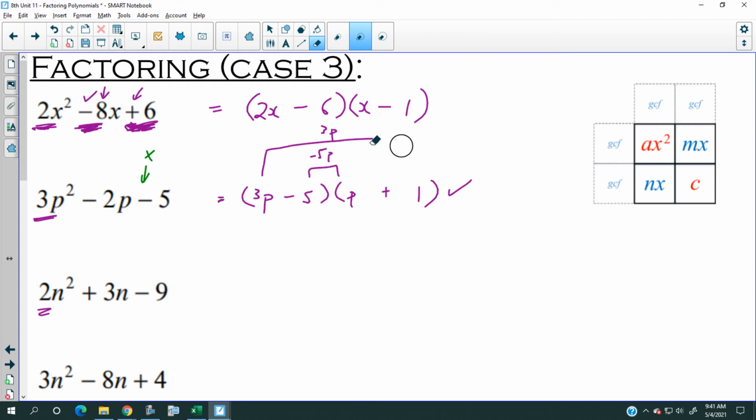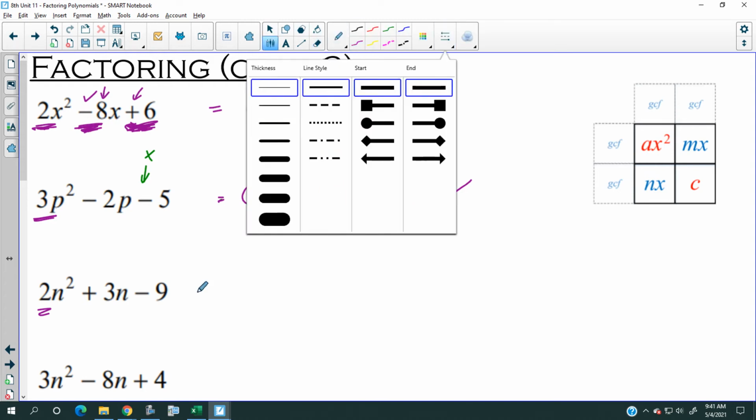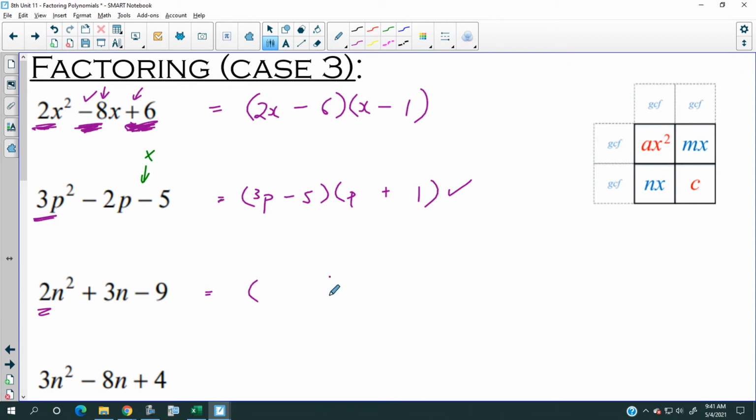Now, again, let's see, what was I going to say? All right, let's try the next one. For this one, again, right? Let's see, this is 2n. That's n, right? Again, I need to find a way to get to negative 9, which is either 9 and 1 or 3 and 3. So I'm going to start off with the super basic. I'll just go 3 and 3.